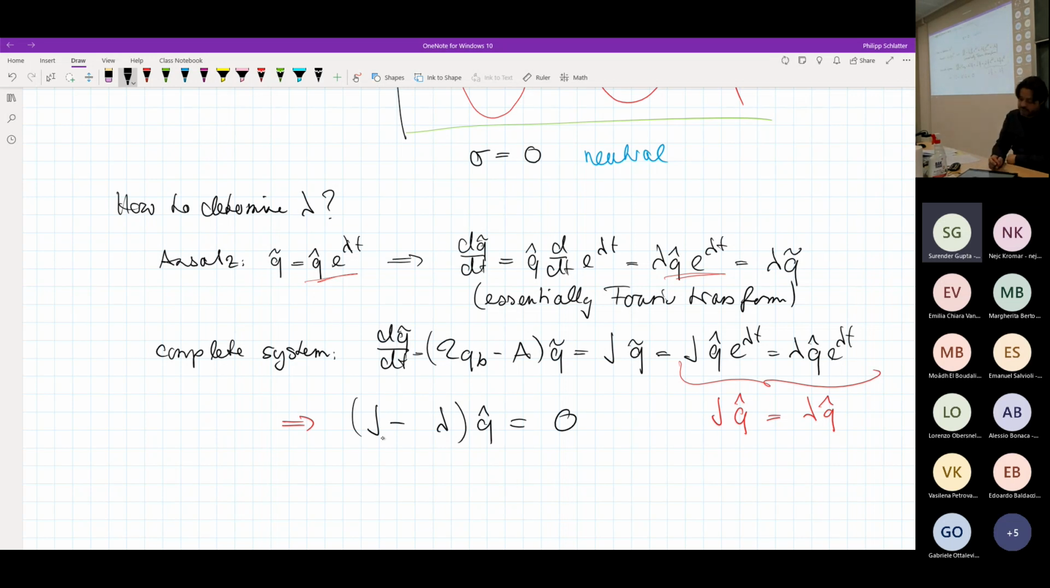Now, of course, there's one little aspect here. If we talk about vectorial quantities for q, which I introduced in the beginning, that it could be vectorial quantities, I have here a matrix J minus a scalar lambda. And of course, that doesn't really work. So that means I need to have here an identity matrix, for vectorial quantities.